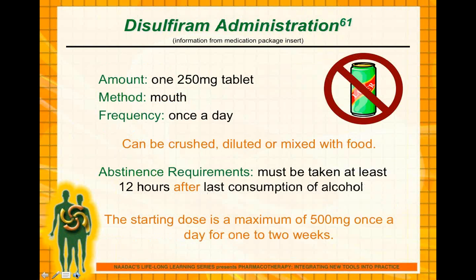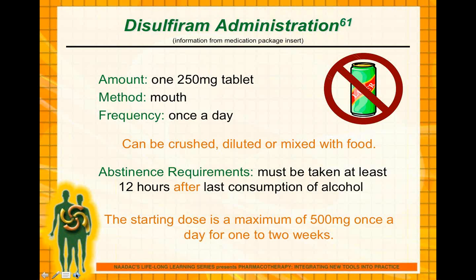So it is just one 250 milligram tablet that you take by mouth once a day. It can be crushed or diluted or mixed with food. The only abstinence requirement is that you take it at least 12 hours after the last consumption of alcohol, and that makes sense. If you've got alcohol in your system and you take this medication, it's going to make you sick. So you want to make sure that alcohol is processed through the body before this medication is taken.